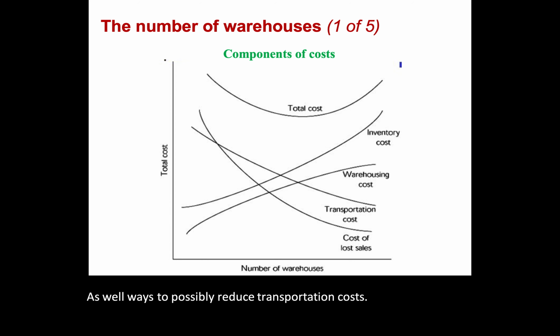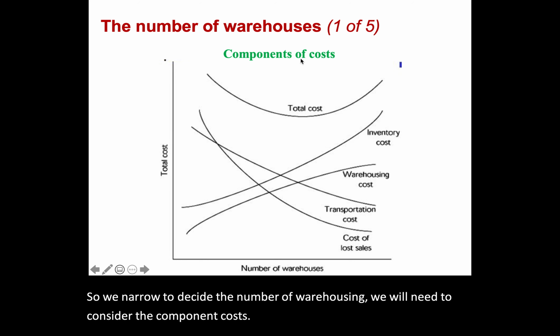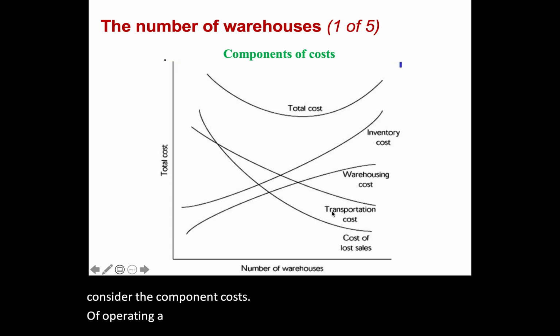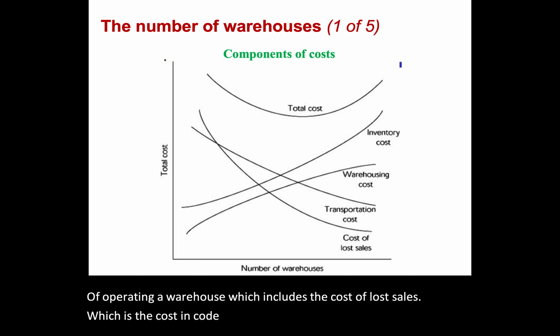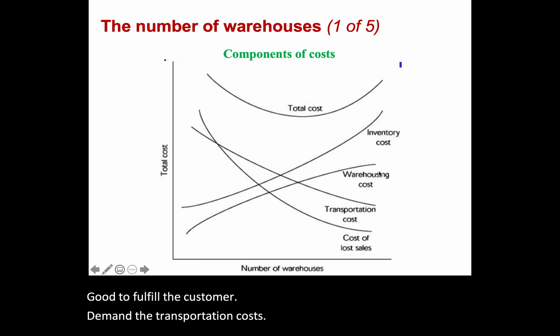The next question, the second question in a warehouse strategy is the number of a warehousing. So in order to decide the number of warehousing, we will need to consider the component cost of operating a warehouse, which includes the cost of lost sales, which is the cost incurred when you don't have enough goods to fulfill the customer demand, the transportation cost, the warehousing cost, and the inventory cost.